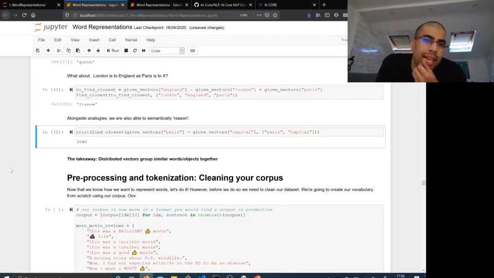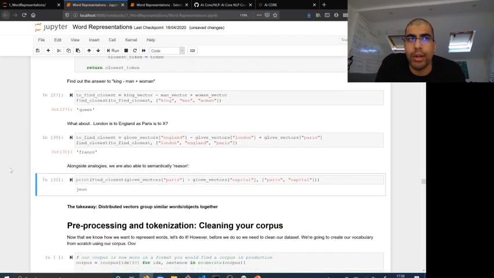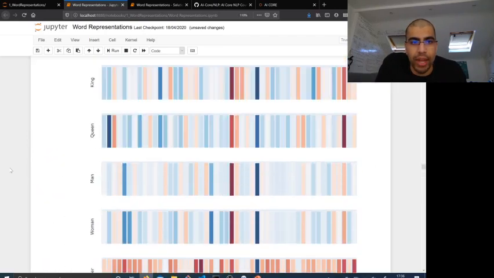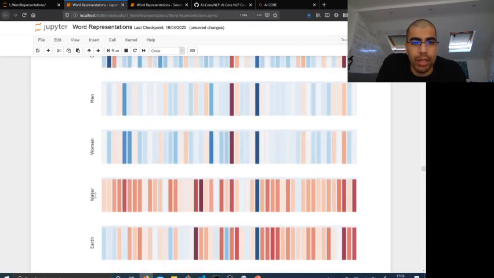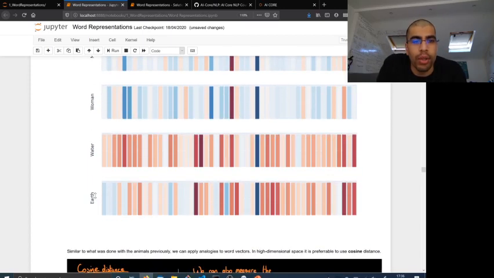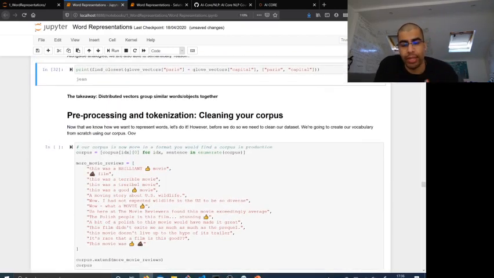But the key takeaway of this is that distributed vectors group similar words and objects together. And as we can see from this, king and queen are grouped more closely than king and water or king and earth, for example, because they appear in similar contexts in our corpus.